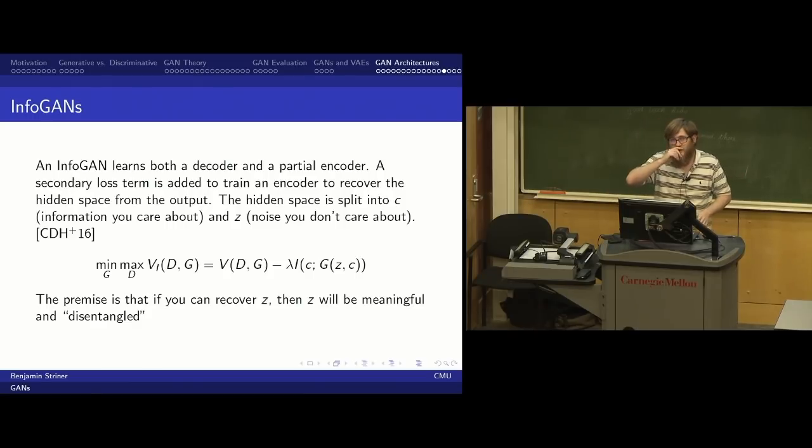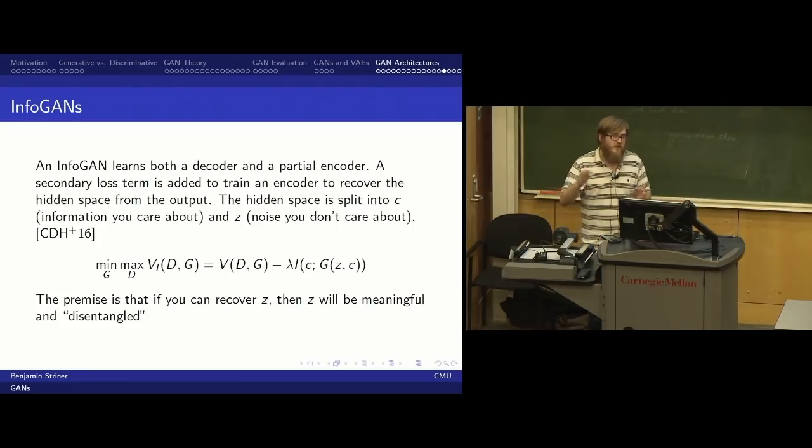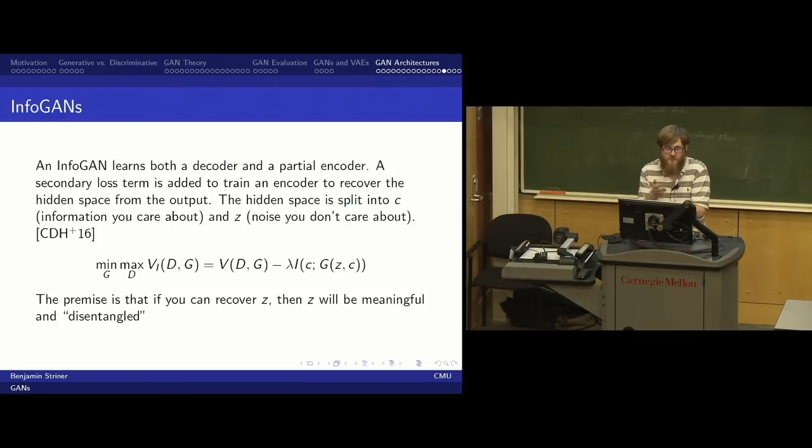In an InfoGAN, you've actually got two parts of the hidden space. One part is your encoding and you care about it. One part is some noise, and I don't care about all that noise. You split it up in those two ways so that you only care about recovering part of it. The loss function, as written here, is the original loss function, which is V. They're proposing VI, which stands for V with mutual information. That VI is the same as your original GAN loss, but with this extra term, the mutual information. What is that I?